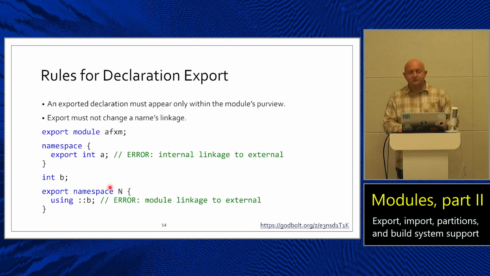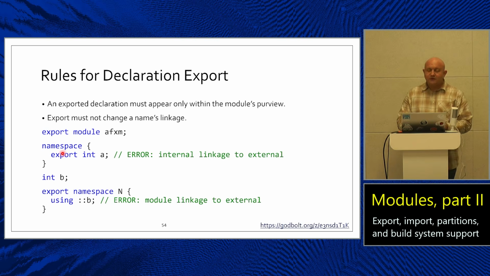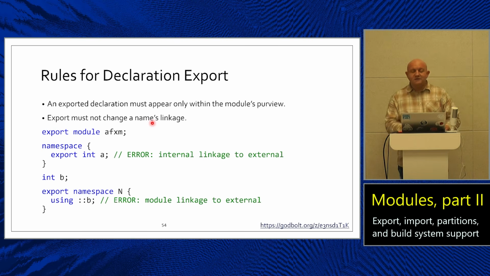And now the second rule. We already know that exports can appear only inside the purview, but there is one more important restriction. Export must never change a name's linkage. For example, if you declare something inside an anonymous namespace, it has internal linkage, and if you try to export it, you're effectively saying, make this internal thing external. That's illegal. The compiler won't let you do that.